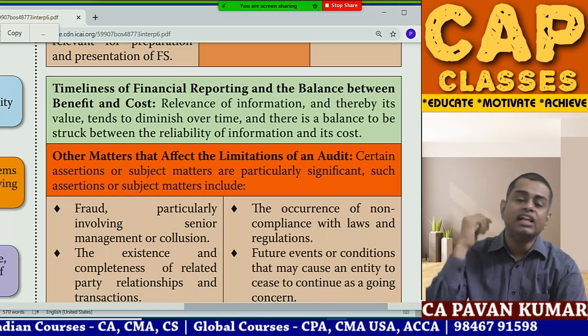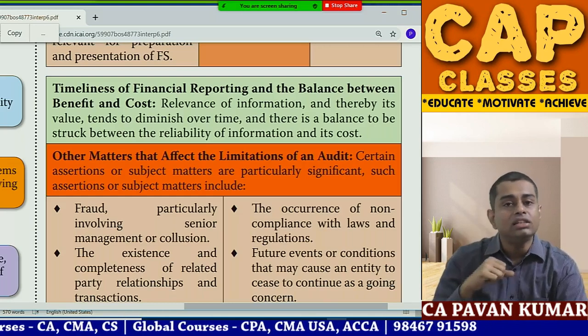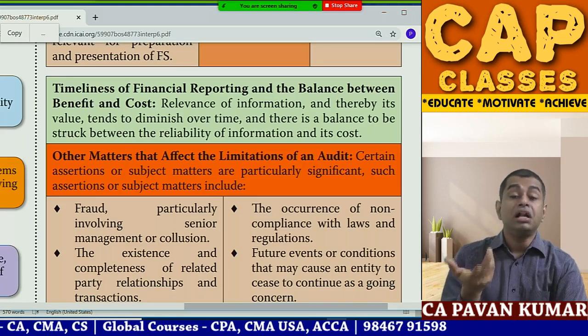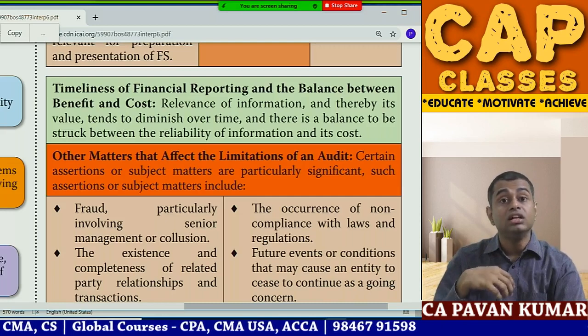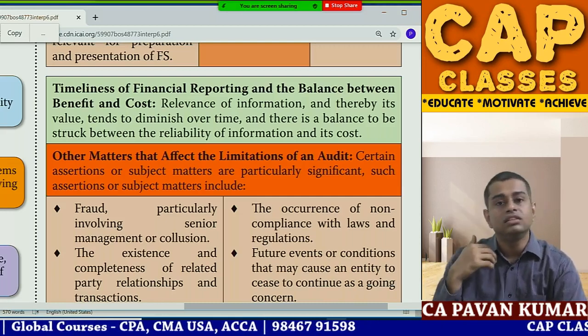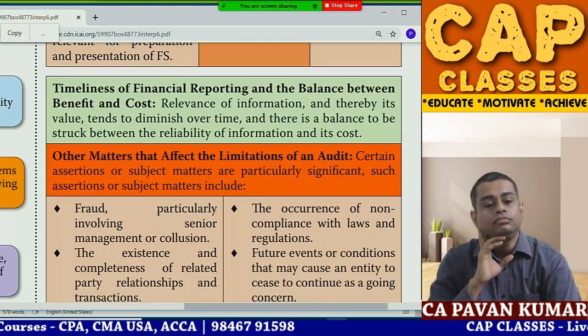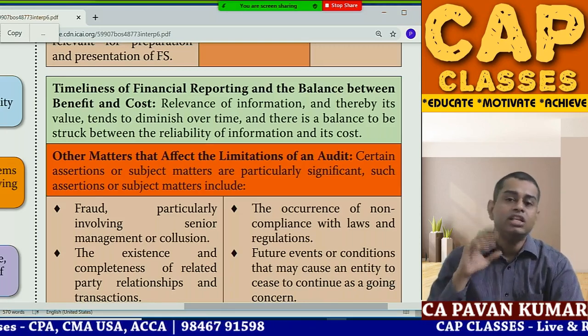How many sale transactions will be there in a day? Imagine one supermarket. How many sale transactions will be there in a day? Hundreds of transactions, thousands of transactions. Reliance Trends, Reliance Fresh or Big Bazaar, lakhs of transactions. As an auditor, can I verify all of them? The answer is obviously no.